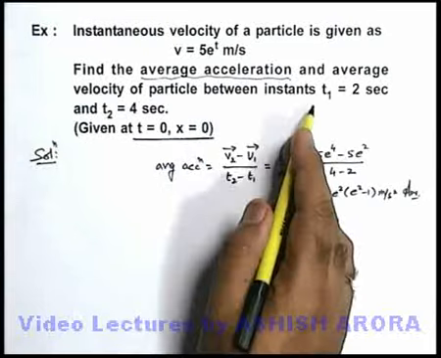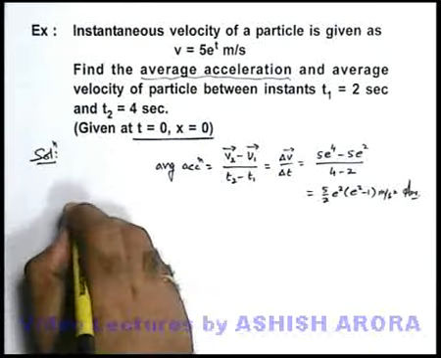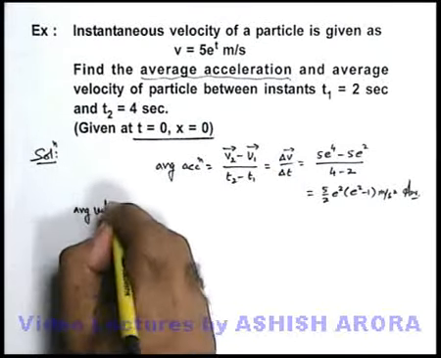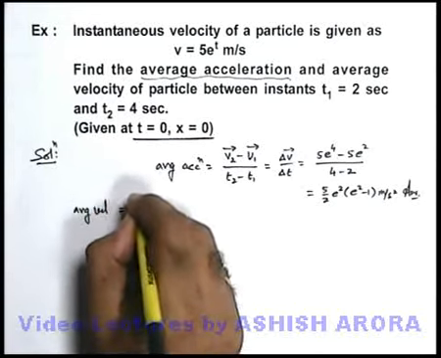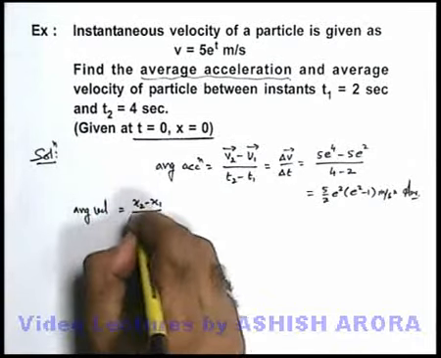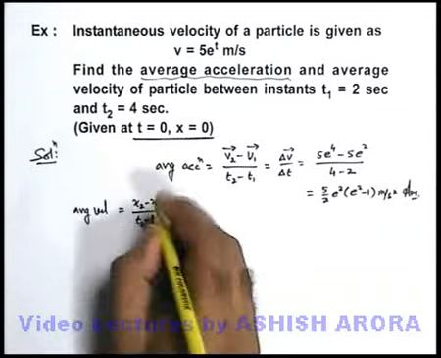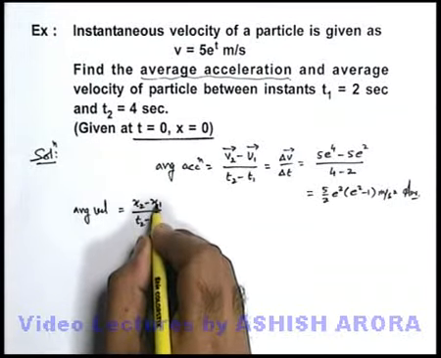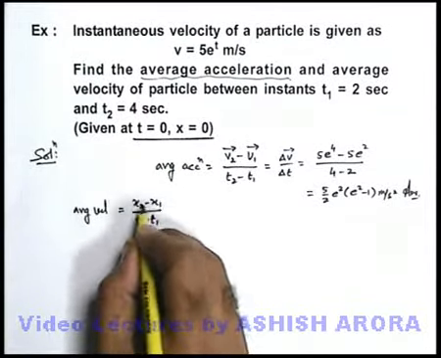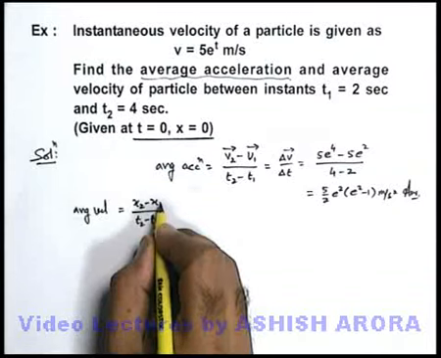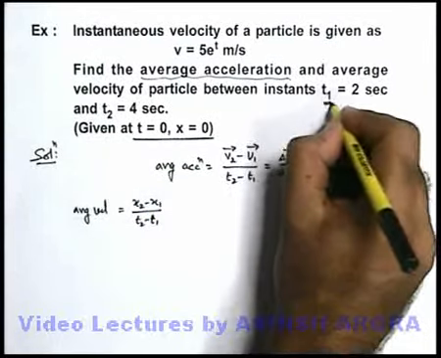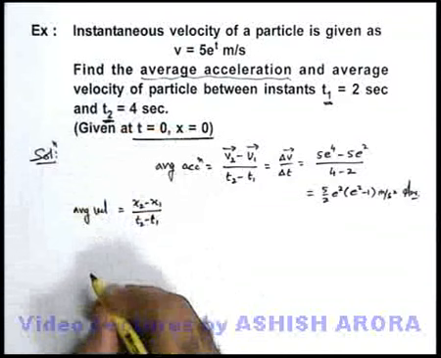If we find out the average velocity of the particle between 2 seconds and 4 seconds, we know well that average velocity can be given as x2 minus x1 upon t2 minus t1, where x2 and x1 are the positions of the particle at final and initial instants. So we are required to find the position of the particle at t1 and t2.